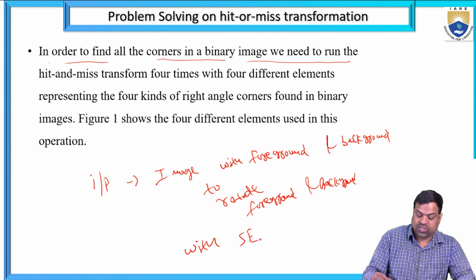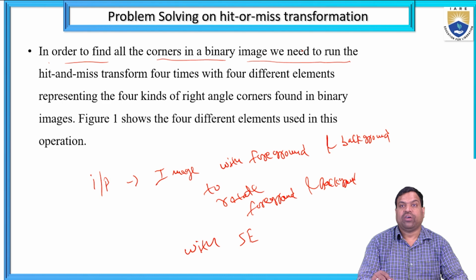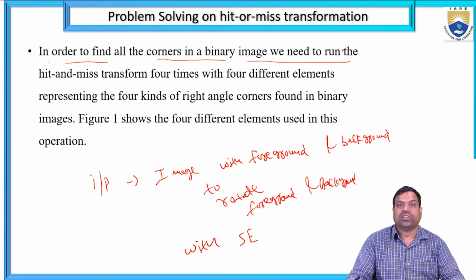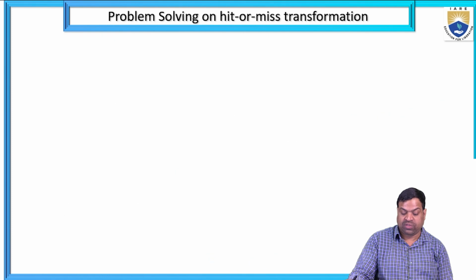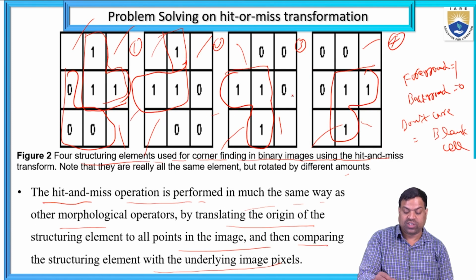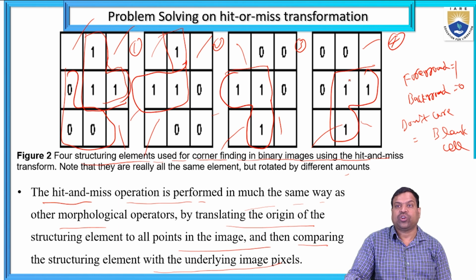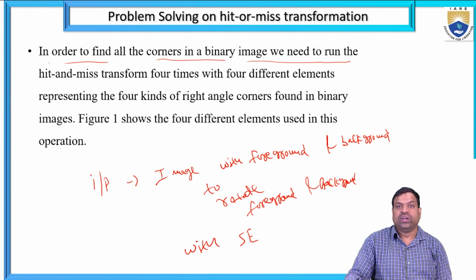With the structural element rotated. So in order to find all the corners in a binary image, we need to run the hit or miss transform 4 times with the 4 different elements. In the previous discussion, the 4 diagrams are there, rotated left, right, top, bottom. So to find the corners in the binary image, we need to run the hit or miss transform 4 times with the 4 different elements, representing the 4 kinds of right angle corners found in a binary image, and the 4 different elements used in the operation.